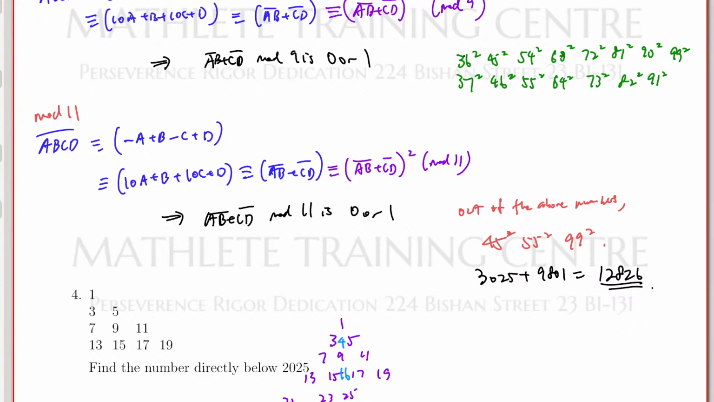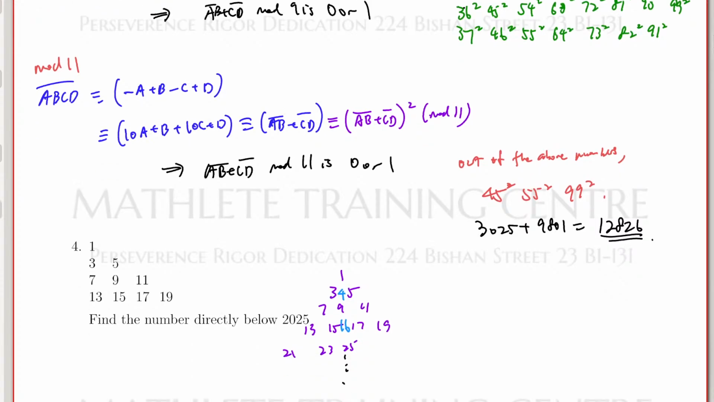So when I get to number 2025, what will be the number that's immediately below 2025? It should be equal to the number 46 squared, right? So 46 squared, if you calculate it out, is actually equal to 2116. Right? However, 2116 is actually not an odd number. 2116 is an even number, right?